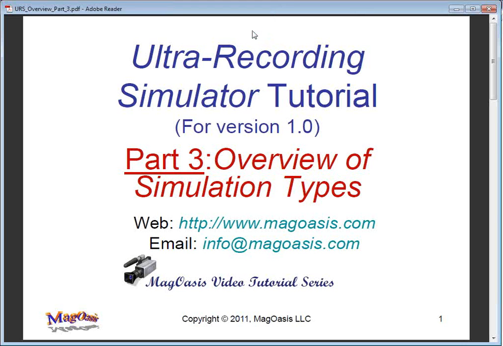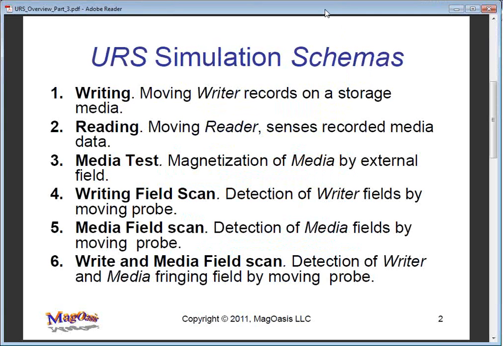This is the third part of the URS tutorial. In parts 1 and 2, we worked with writing simulations. In this part, we will go over other simulation types in varying degrees of detail and also touch on some other topics of interest. Each simulation type has a design schema associated with it. These are enumerated in this form.